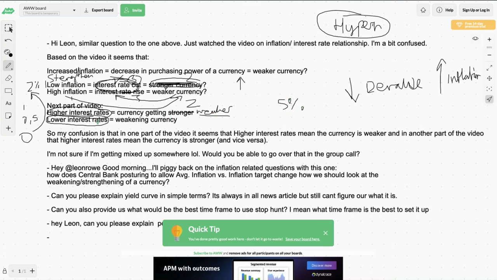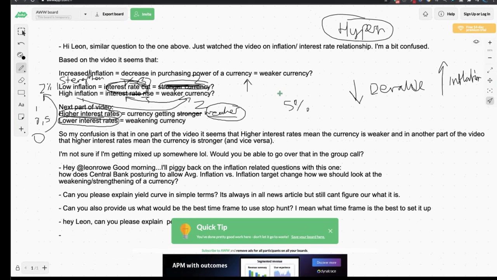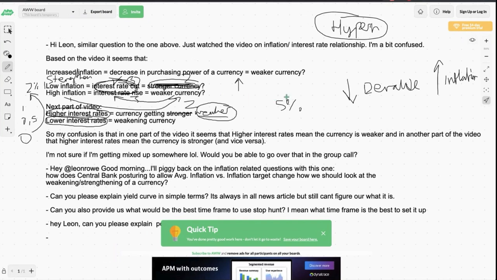So when a currency starts to get weaker, central banks have to entice people to save and put money in, to try to strengthen the currency, to buy that currency, hold that currency, and invest in that currency by giving them a higher interest rate.